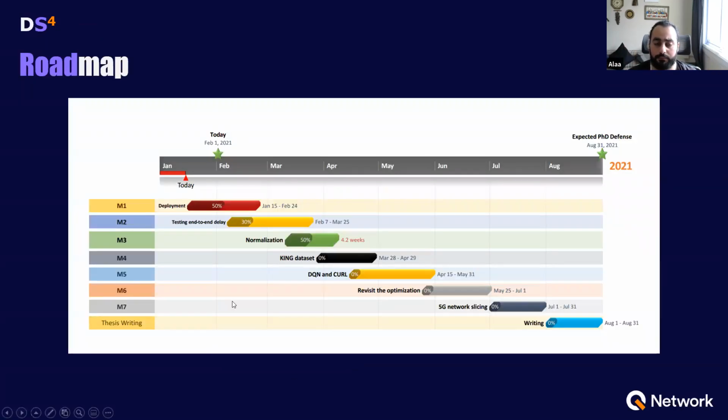So in terms of roadmap, of course, we used online and offline training. Then we trained it on the King data set. Later, we were thinking of using DQNs and contrastive learning in order to create embeddings to understand and represent networks in a more compressed way. Then we would probably revisit the optimization and compare it. The very last step is integrating that into 5G network slicing, because after estimating the delay and selecting the fair location for the session, securing a network slice would be an ideal continuation of this project.